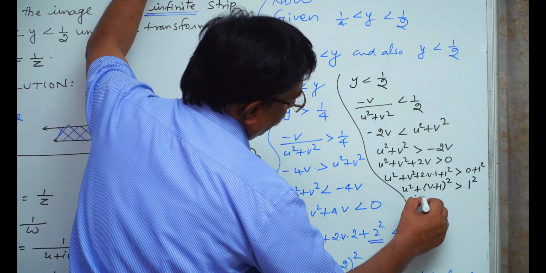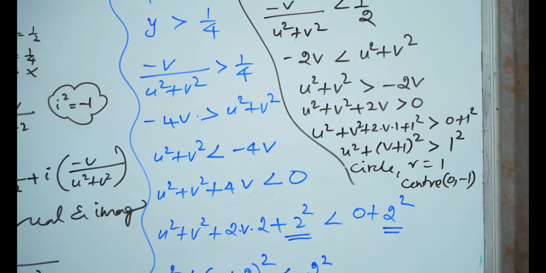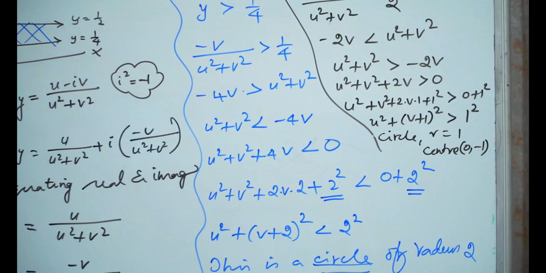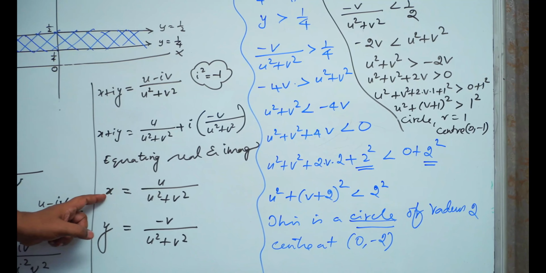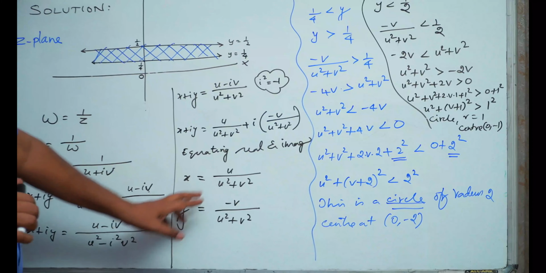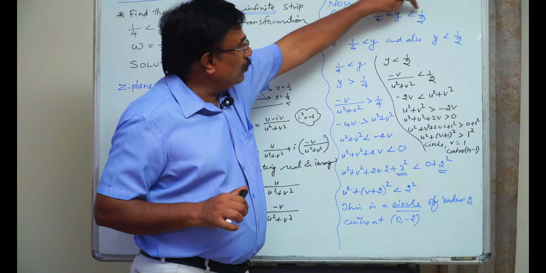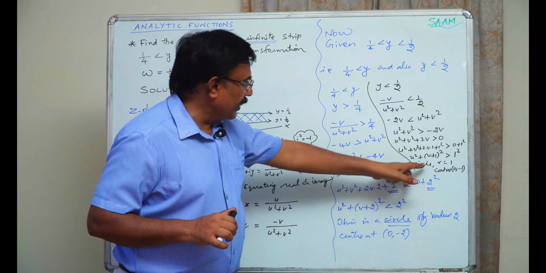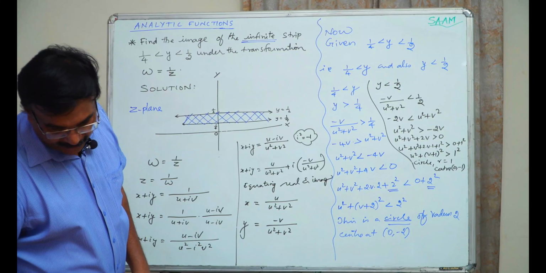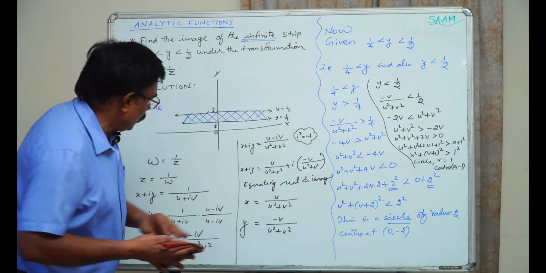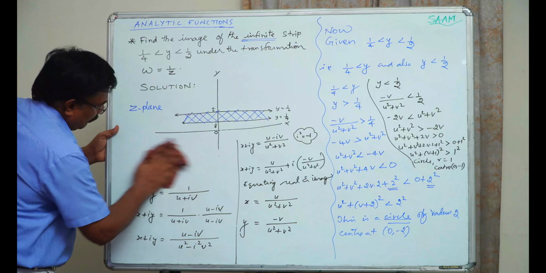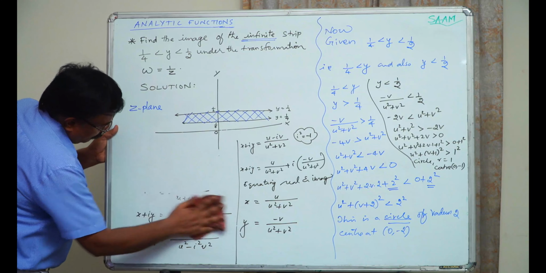Under this transformation ω = 1/z, we will get two values x and y. Here we did not use x; the condition is on y alone. For these two conditions on y, we will get two circles. I am going to draw the diagram for these two results, then only I can explain the conclusion.